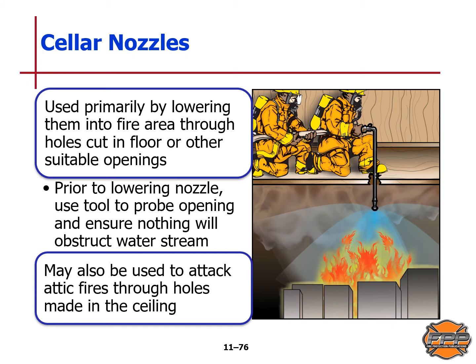Cellar nozzles can be used primarily by lowering them into the fire area through holes cut in the floor or other suitable openings. Prior to lowering the nozzle, use a tool to probe the opening and ensure nothing will obstruct the water stream. They may also be used to attack attic fires through holes made in the ceiling.